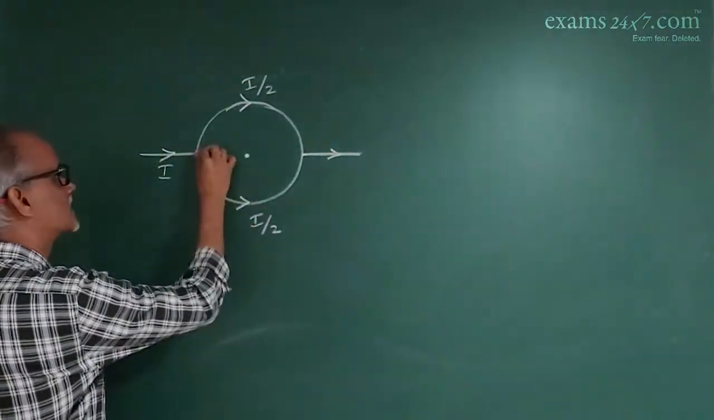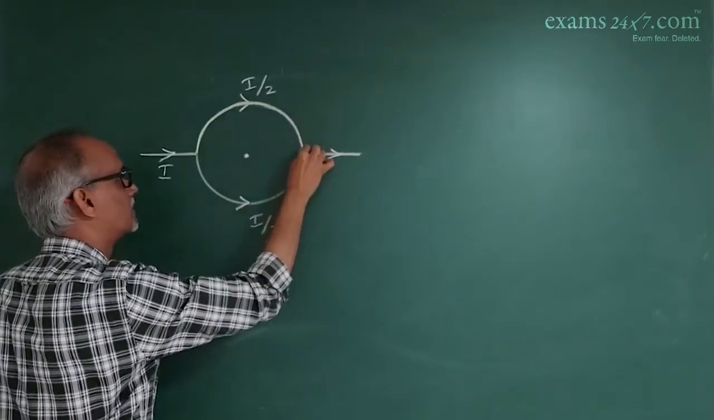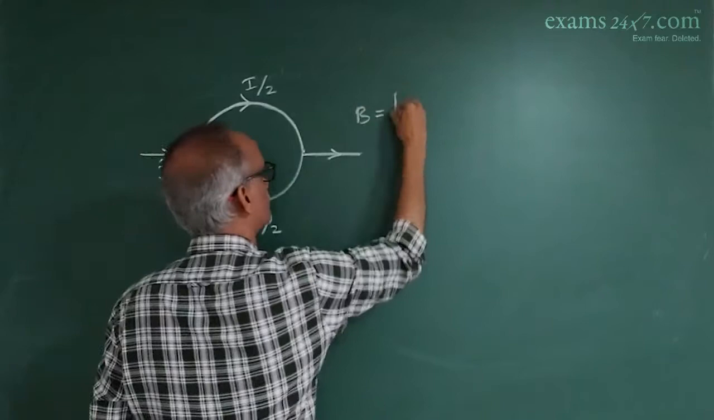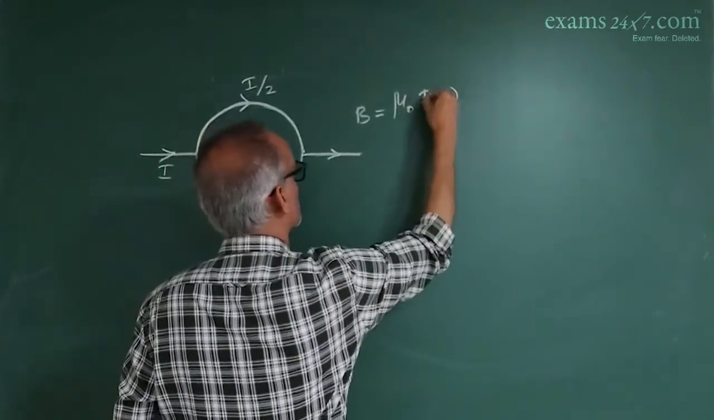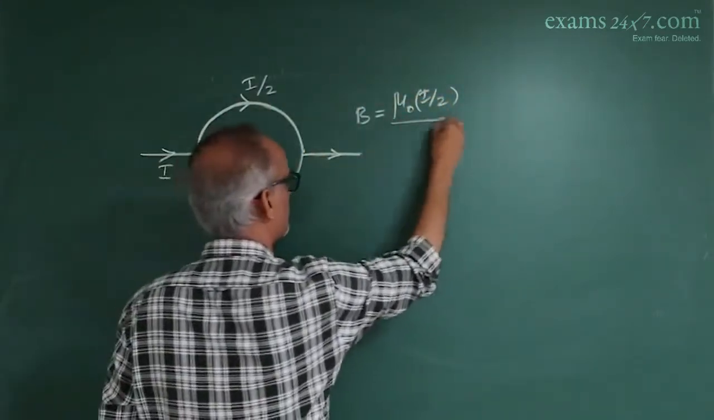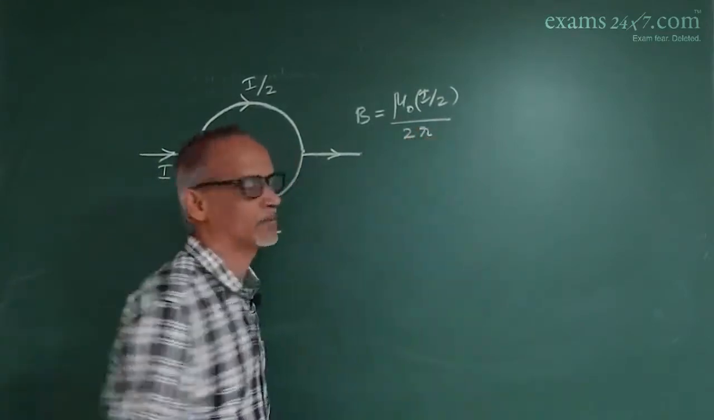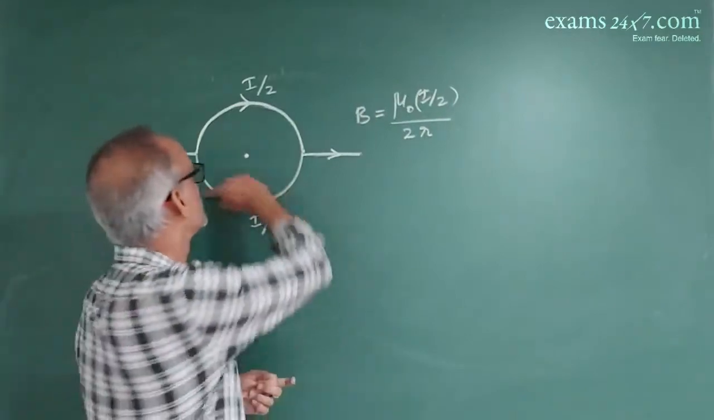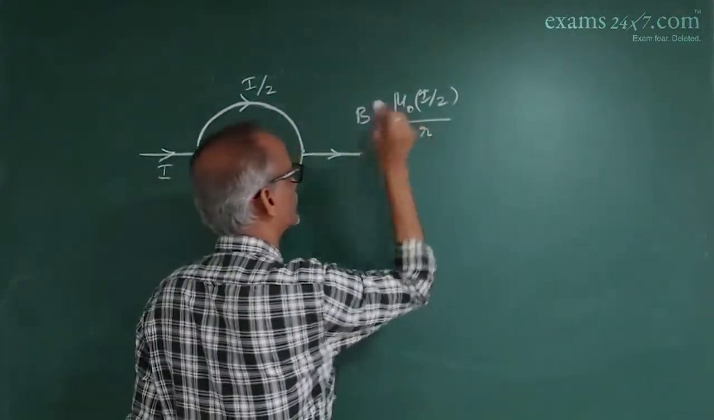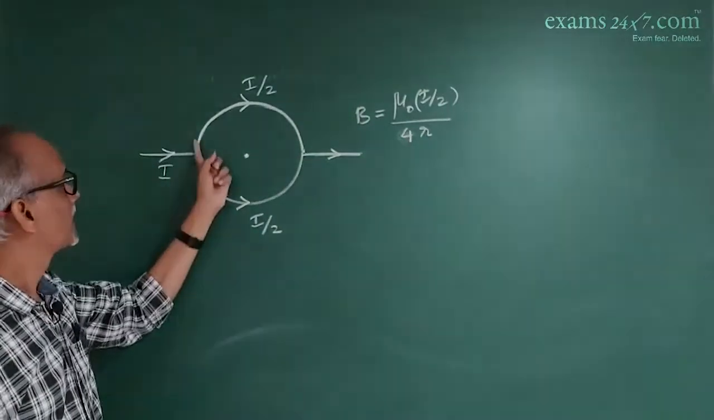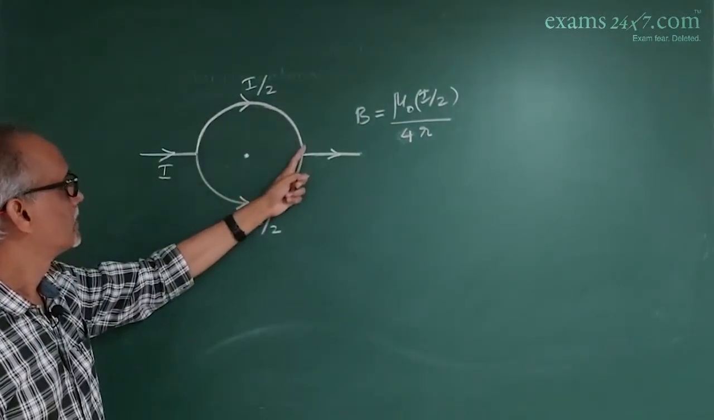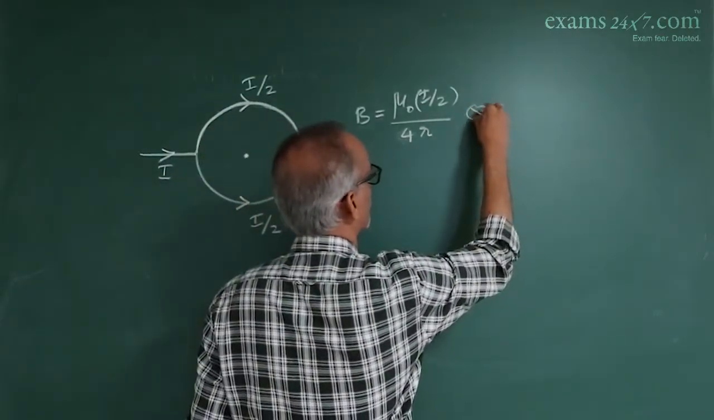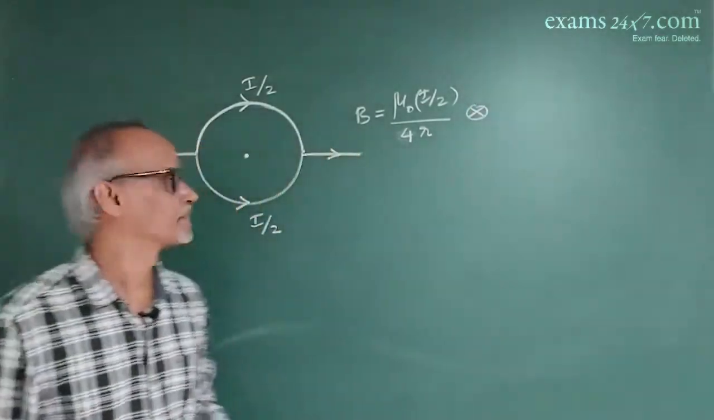Due to this part of the conductor, which is semicircular, the magnetic field is given by B equal to mu naught, current is I by 2, divided by 2R. Again, mu naught I by 2R is for one turn of the coil. For semicircular, divided by 2, it becomes 4R. The current is here clockwise, so clockwise means it's an inward direction. The notation is a cross.